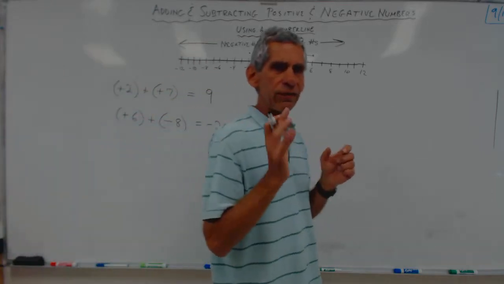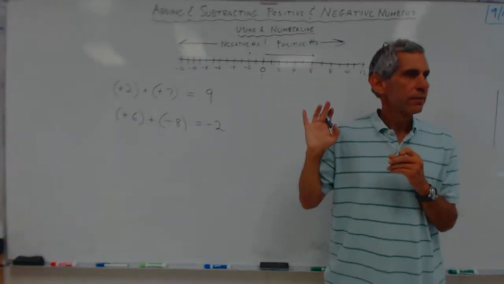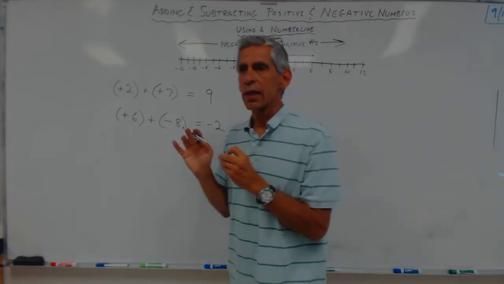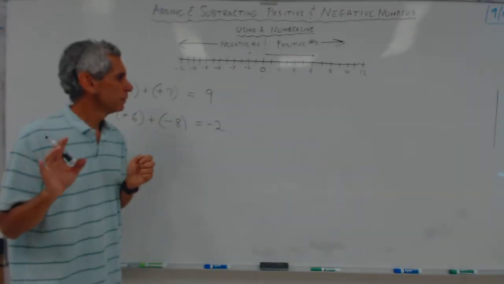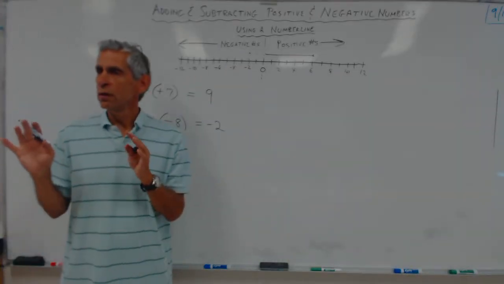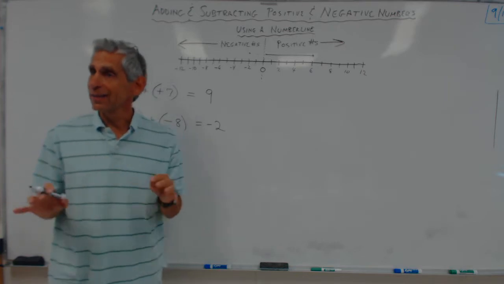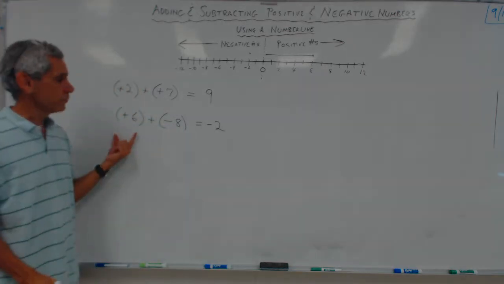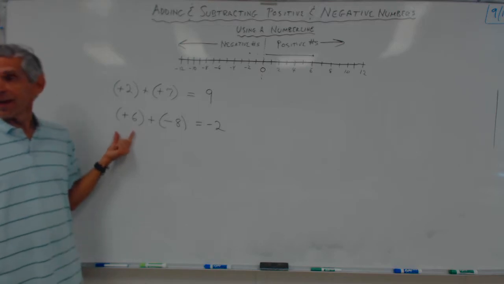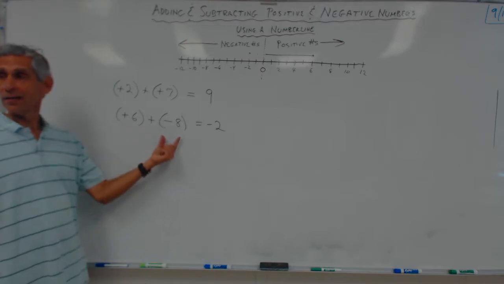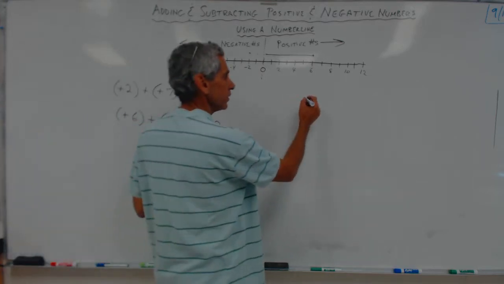How many, fist of 5, do you guys understand this so far? Is it pretty straightforward? Okay, so I want to show you different ways that you're likely to see the problems. Sometimes they're really easy because it's clear that is a +6 and that is a -8. But sometimes you'll see something like this.